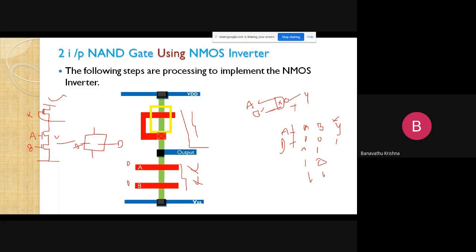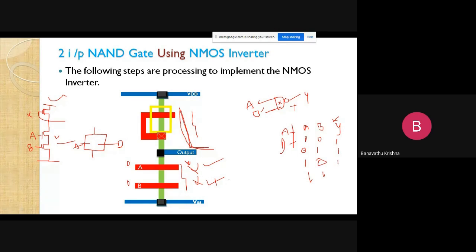Here again A is 0, B is 1. So A is in off condition, B is in on condition. Again there is a path in between VDD and Vout. There is no path in between Vout and VSS because transistor A is in off condition. So we are getting output response 1. Next case, A is 1, B is 0. So A is in on condition, B is in off condition. Okay, it is always on. So there is a path in between Vout and VDD. Again, we are getting output response 1.